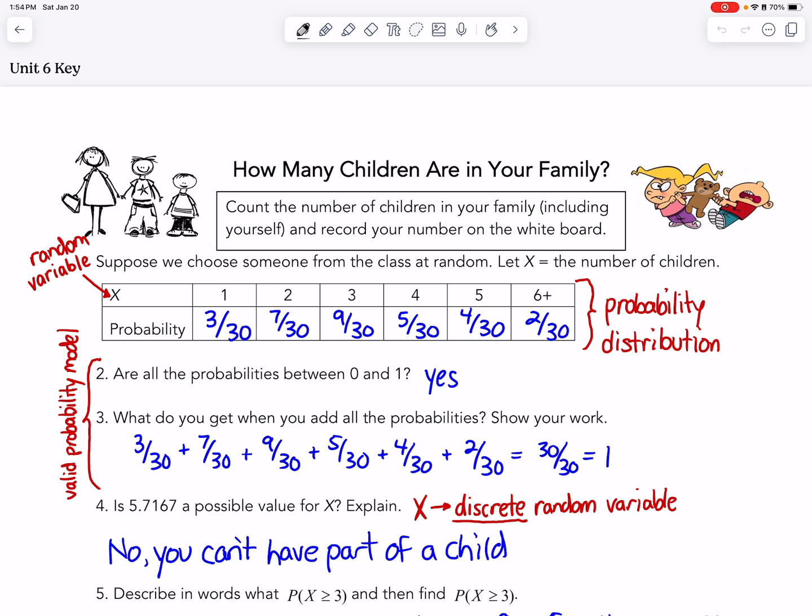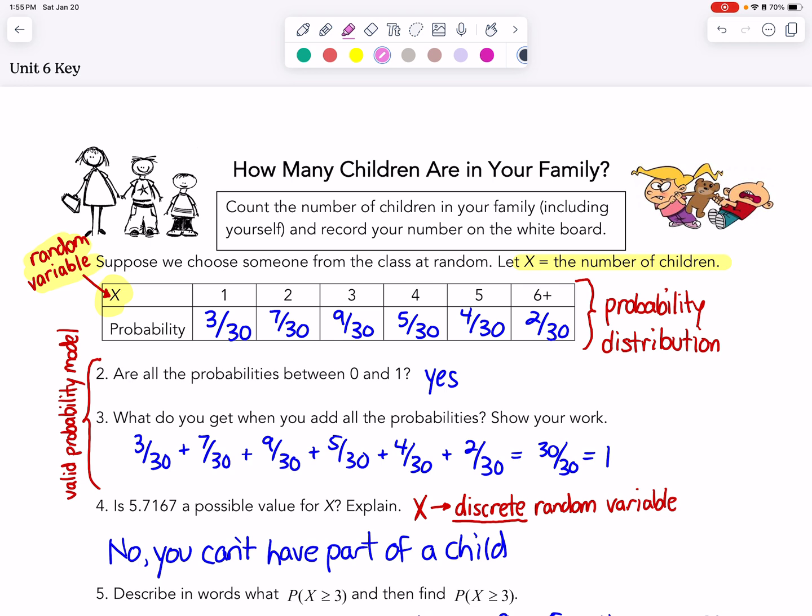As you can see, my random variable is here that I'm describing as my x, and x is equal to the number of children. And this whole chart is my probability distribution. The probability of each occurring is 3 out of 30, 7 out of 30, 9 out of 30, and so on. And the distribution just means how it is separated, how many each one has.